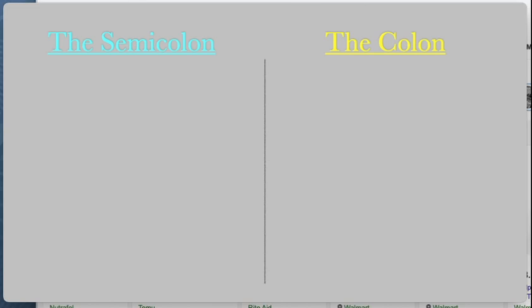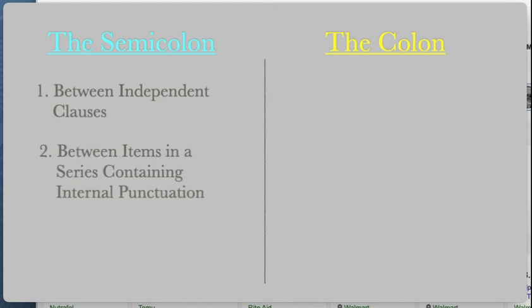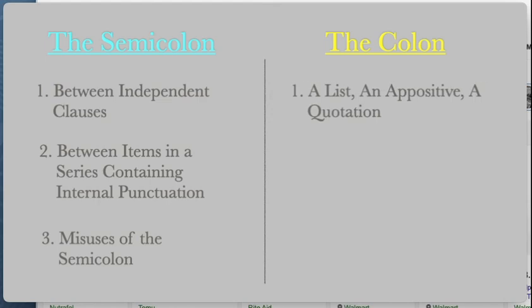Let's review the different common uses of the semicolon and the colon that were discussed. We discussed the uses of the semicolon between independent clauses, between items in a series containing internal punctuation, and we talked briefly about common misuses of the semicolon. We discussed the uses of the colon with lists, appositives, and quotations. We covered the conventional uses of the colon, and we talked briefly about common misuses of the colon.